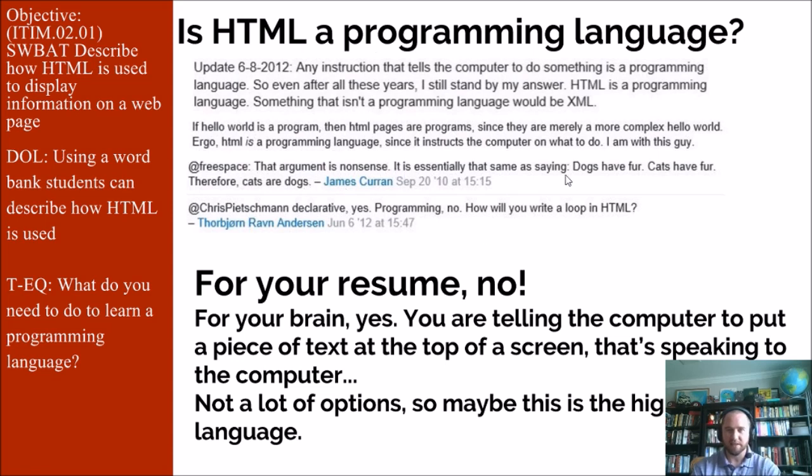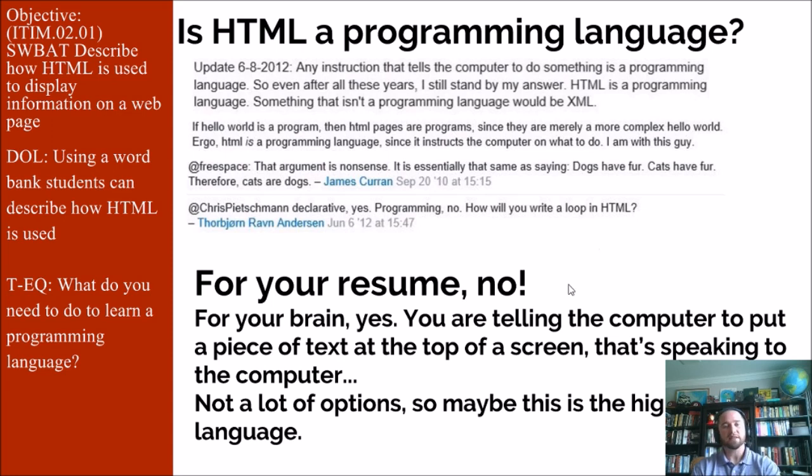It is essentially the same as saying dogs have fur, cats have fur, therefore cats are dogs. All right, so that's a decent analogy to combat my thinking that HTML is a programming language. Someone else says declarative yes, programming no. How will you write a loop in HTML? So look, there's no firm answer. You can have any opinion you want.